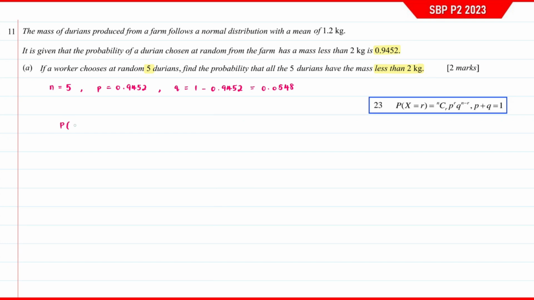So here 5 durians are chosen at random and all of them have the mass of less than 2 kg. This will be P(X = 5). This is equal to 5C5 times 0.9452 to the power of 5, then multiply 0.0548 to the power of 0. The answer will be 0.7544.